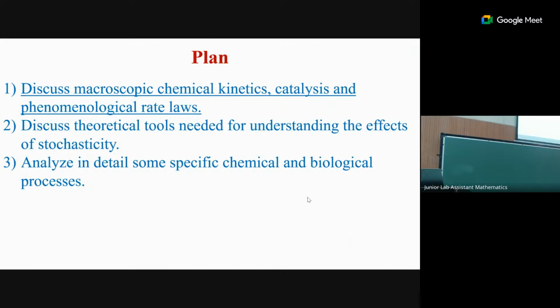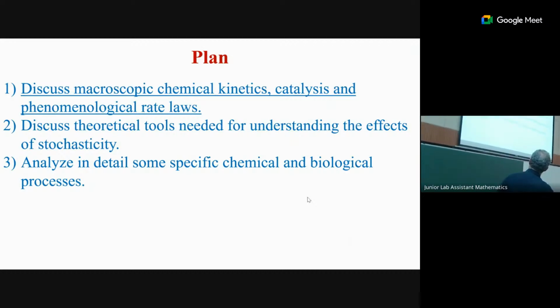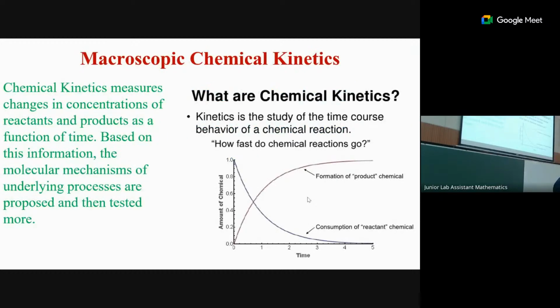So remember, I also mentioned that this is the plan overall for the course. The course will consist of 3 parts. This is within the first part, trying to understand the chemical kinetics, catalysis, and phenomenological ratios. That's what we'll do in this lecture.